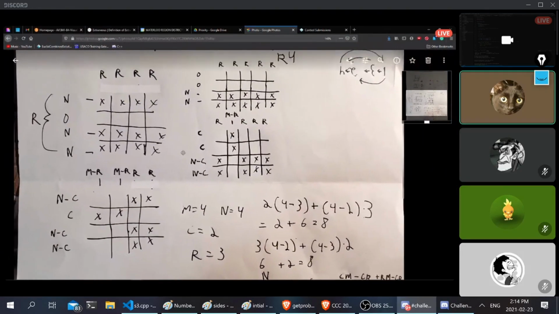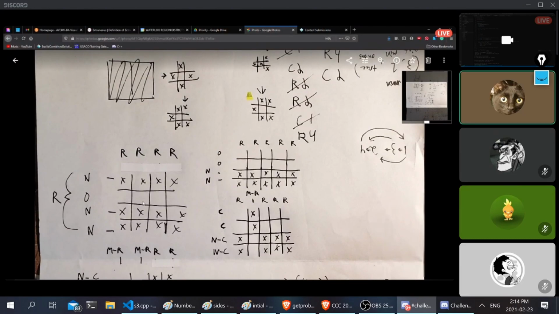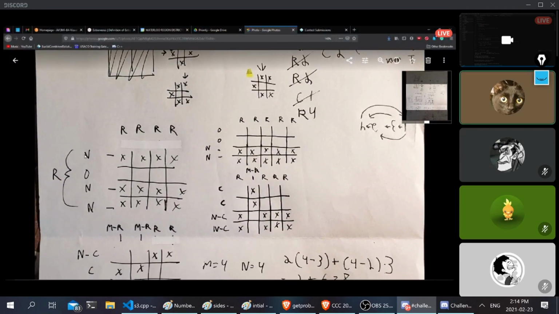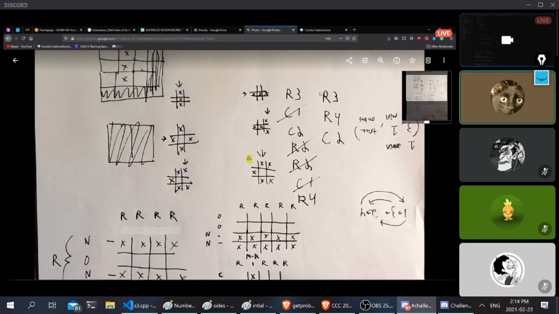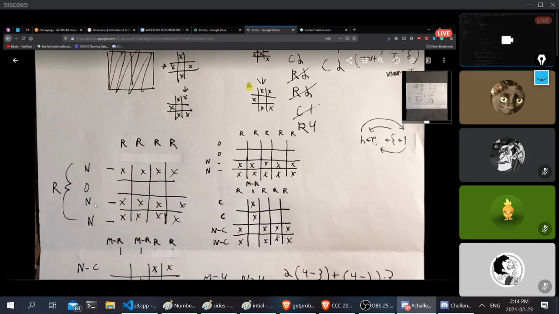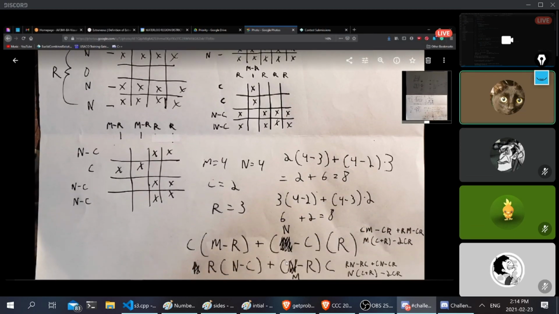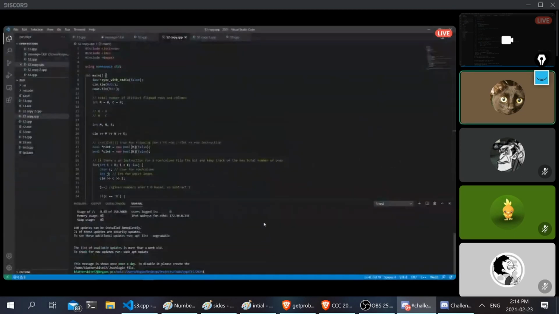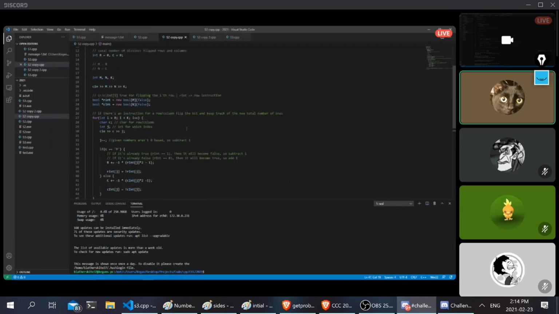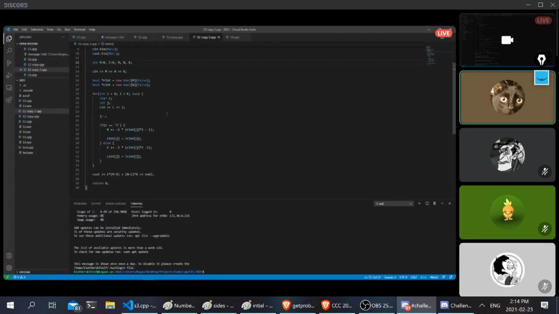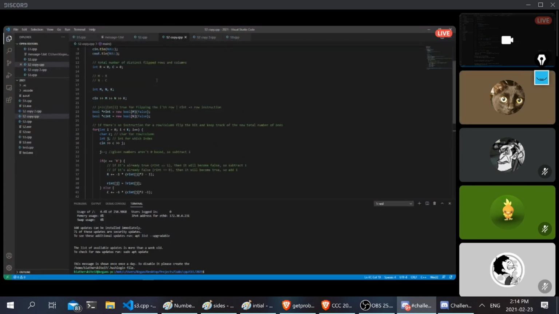Anyway, so the idea is, to my solution, keep track of which rows are being flipped so that I know to cancel out duplicates, and then keep track of how many total rows and columns are being flipped, and then I can just plug it into this formula at the end. So here is my solution. I'll just go through it. It's not that long. Without comments, it's 40 lines long.